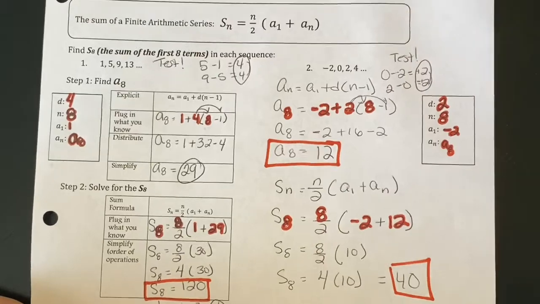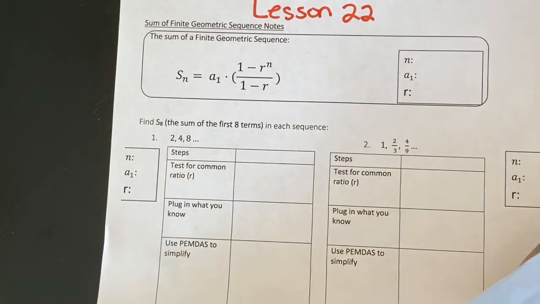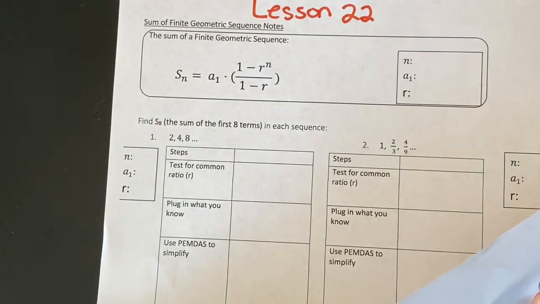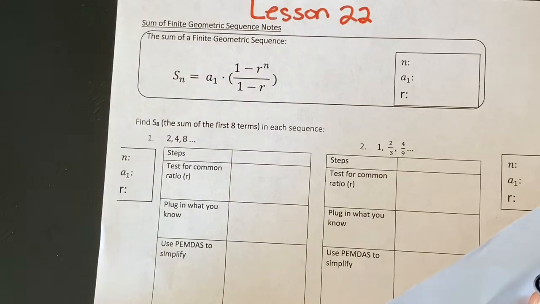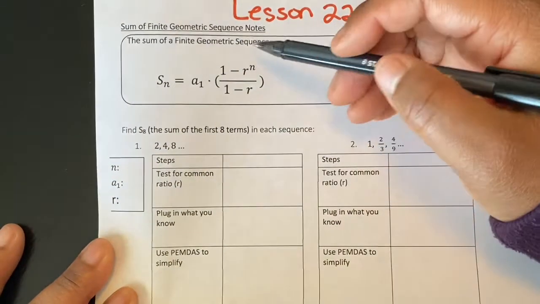Okay. All right. Now, today we're going to discuss the sum of geometric sequences. Lesson 22 is about the sum of geometric sequences. Now, this is the equation. The formula looks a little bit more complex, but the process is a little bit more simple. So looking here at the sum of geometric sequence.